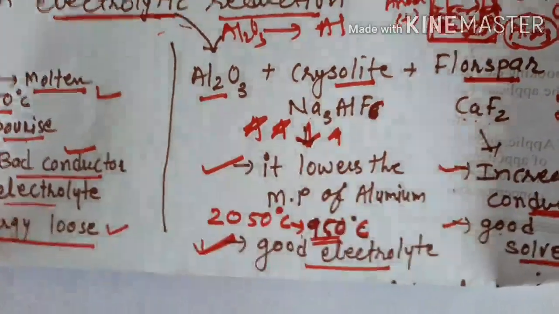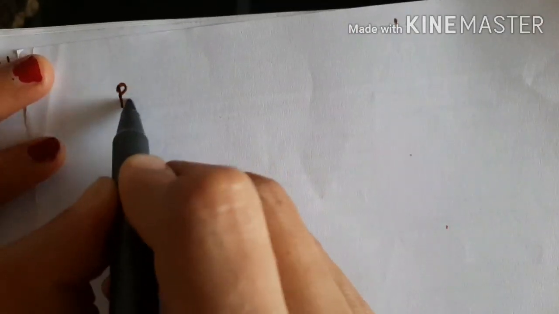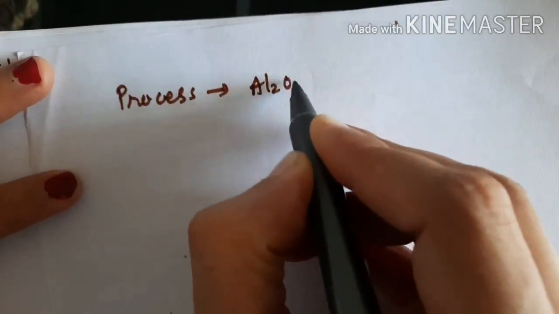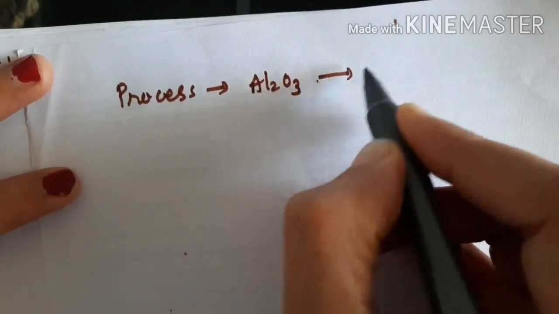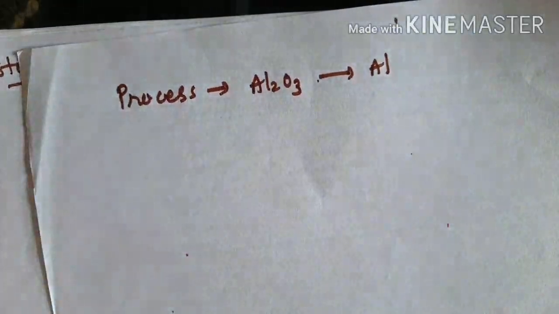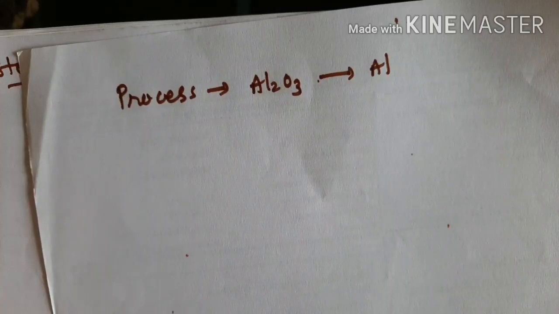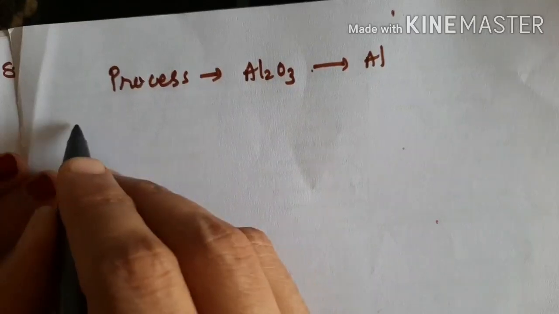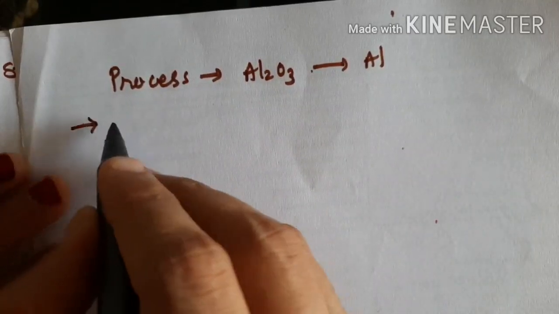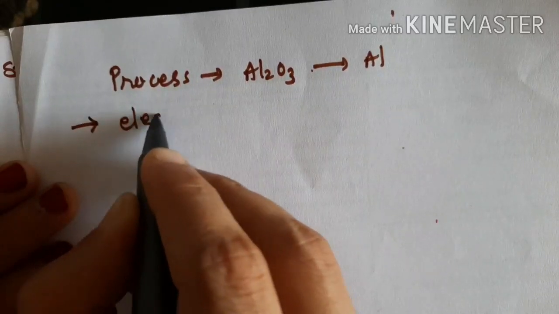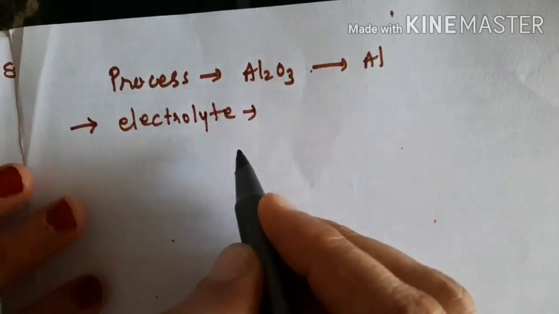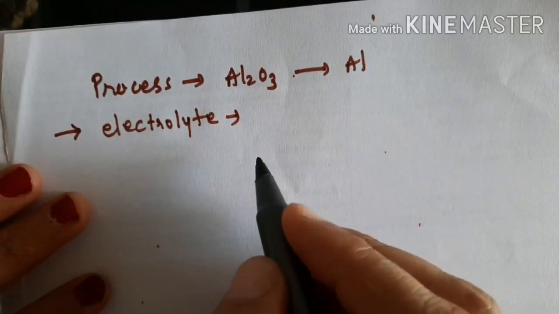Okay, now let's learn the process. In this process, Al2O3 is converted into aluminum by electrolytic reaction. In an electrolytic reaction, first we need an electrolyte. What is the electrolyte? It is the solution which is filled in an electrolytic cell.